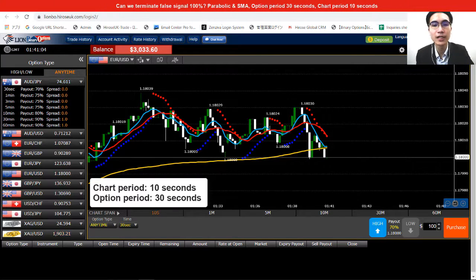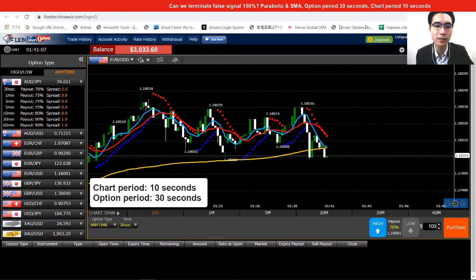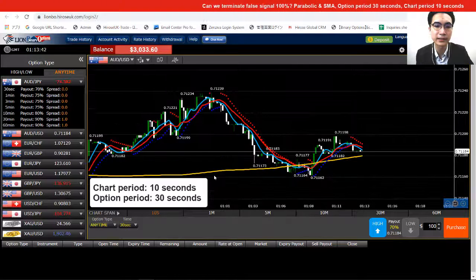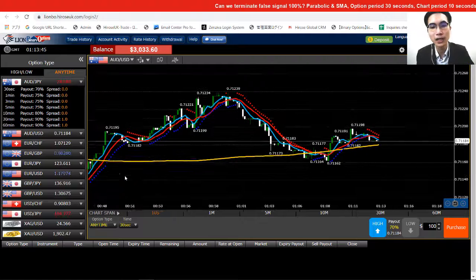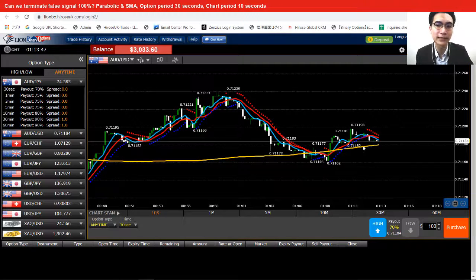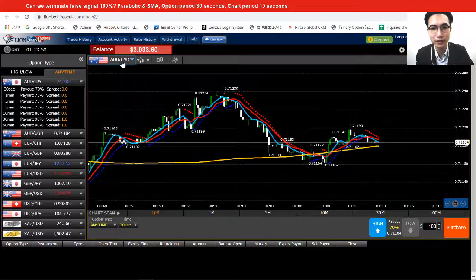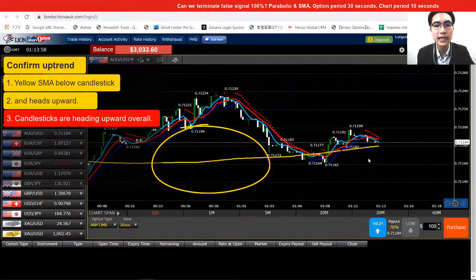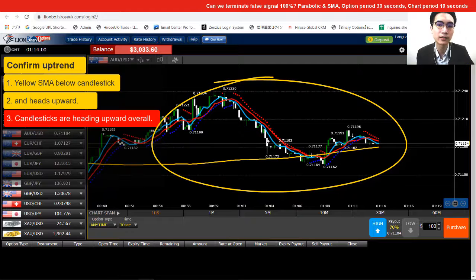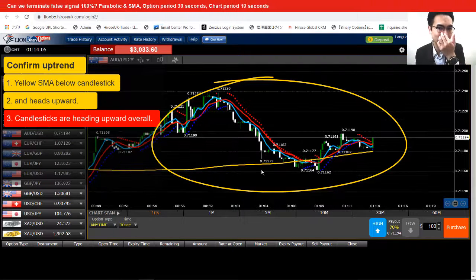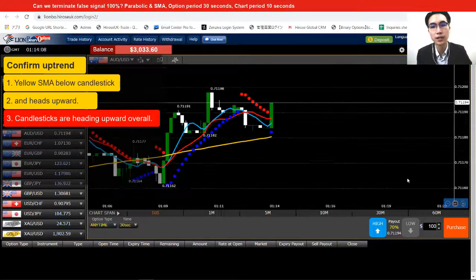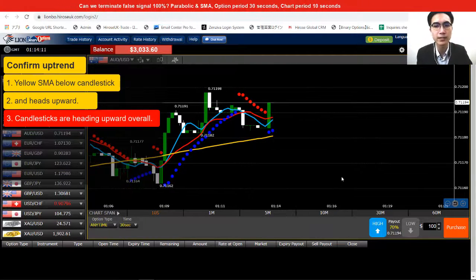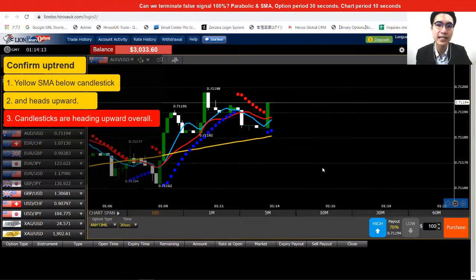The last thing we need to check is the chart period and option period. So today, again, I'll be using a 10 seconds chart period and trading with a 30 seconds option period. So now we are looking at a good example of a good trend, a good market condition here. You see now the simple moving average, the yellow one, is below the candlestick and is heading upward, and then the overall direction of the candlestick is actually heading upward as well. So these two pieces of information match, and that's why I choose this currency pair to trade with, because the trend is confirmed and it's looking good.